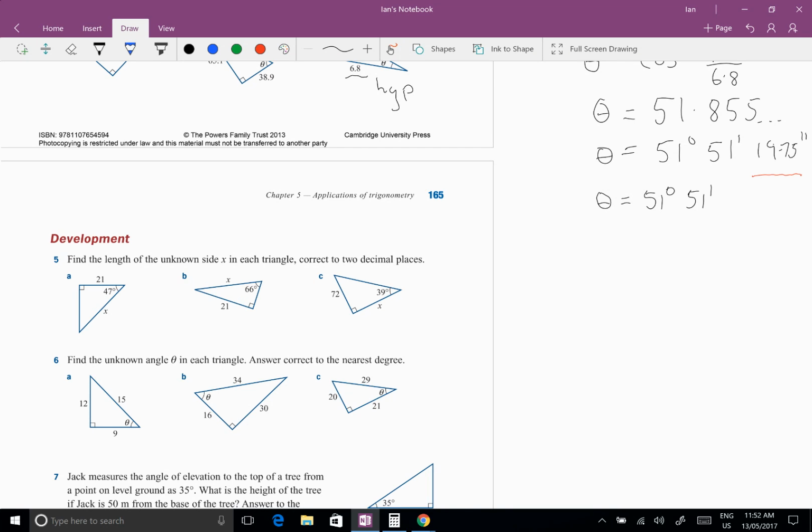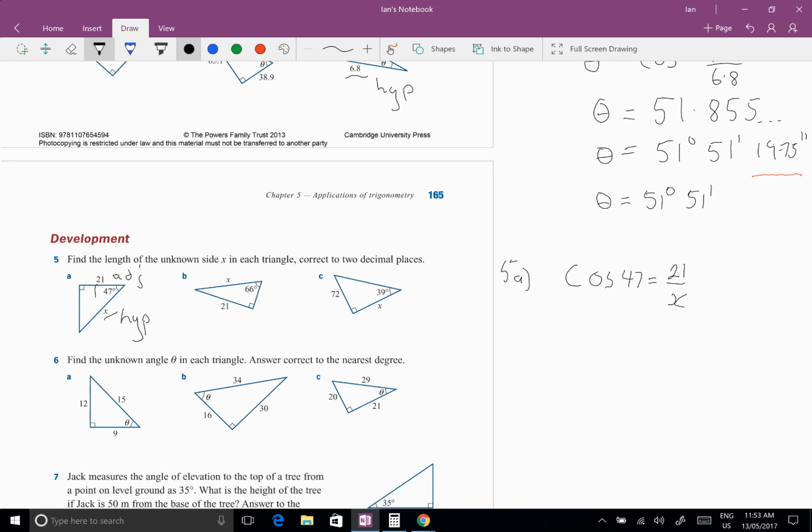So 5A. It says find the unknown side. So 5A. First step, pick the right ratio. Well, again, I've got the hypotenuse, I've got the angle, and I've got this side here, which is beside it or adjacent. So again, I'm going to use cos. So now I write the equation. Cos of the angle, 47, equals adjacent, 21, over x.